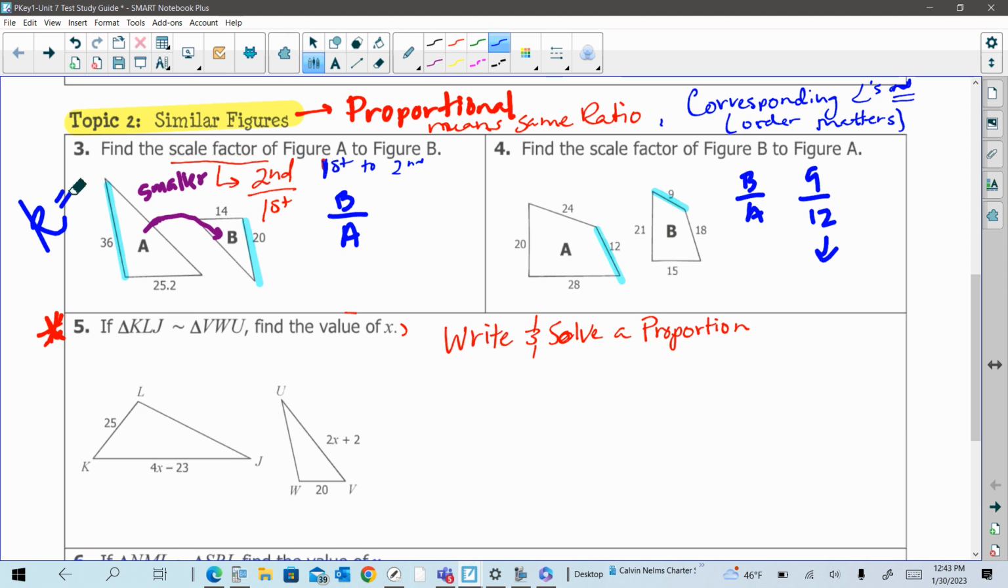The scale factor is just a ratio. It's a fraction always. It's either going to be a fraction greater than 1 or between 0 and 1, depending on how the image is changing. This one got smaller, so I know it's less. It's a fraction between 0 and 1. Same thing, it got smaller. So this one reduces to 3/4. 3/4 is between 0 and 1.